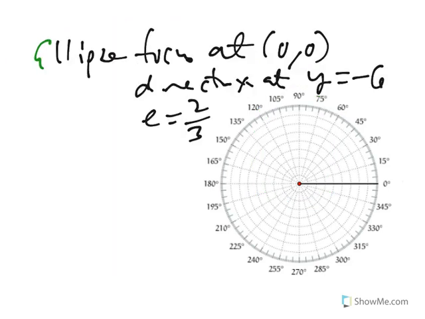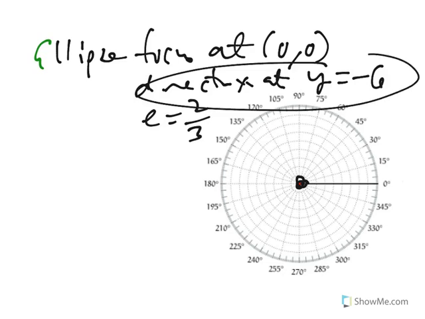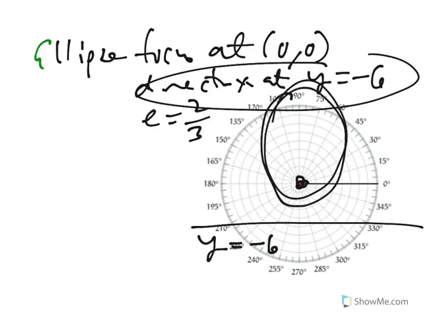Earlier in the course we did questions like this: find the equation of an ellipse with a focus at 0, 0, directrix at y equals negative 6, and eccentricity of 2/3. We did that in rectangular. I want to show you what this looks like in polar. So here's the focus. I'm writing y equals negative 6, which is kind of funny because I'm writing it in rectangular form, but we could imagine it superimposed on top of the polar graph. And there would be some kind of ellipse.